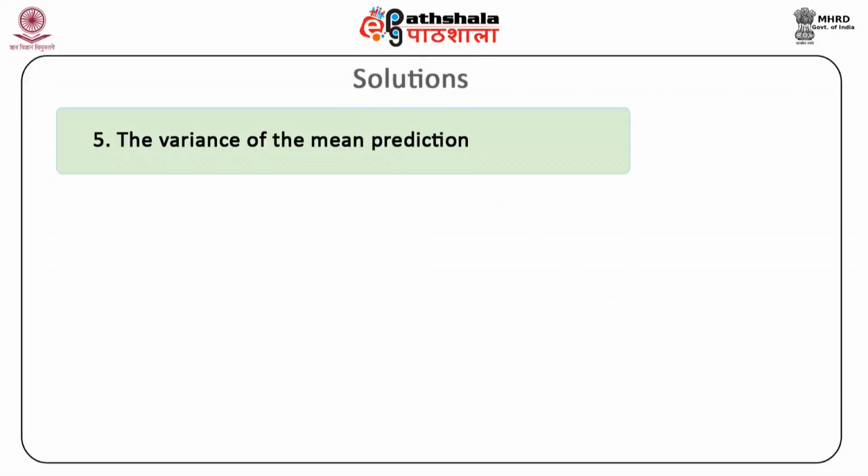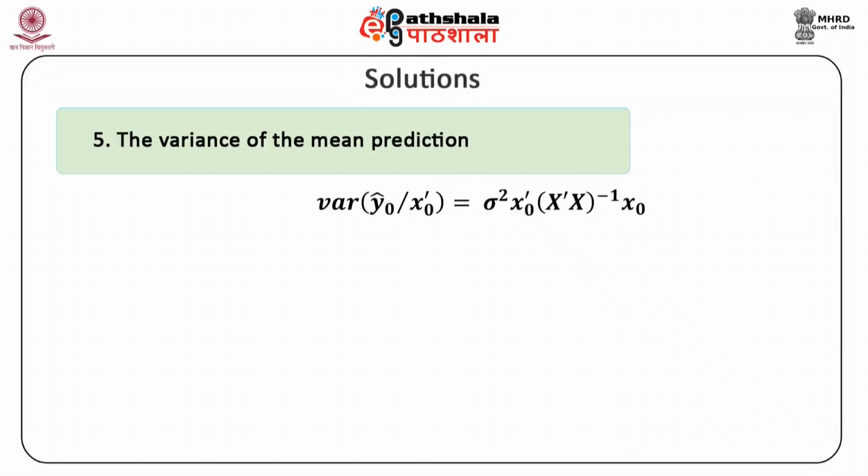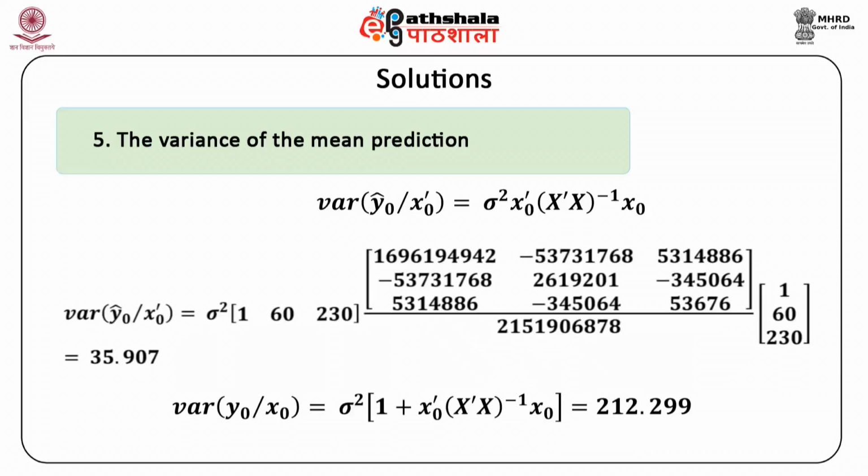Here we give you the solution to the fifth part, which is the variance of the mean prediction, which is given by variance of y0 hat given x0, which we know is equal to sigma square into x0 prime into X prime X inverse x0. On substitution of these values, you can find out that on simplification, we get this equal to 35.907.